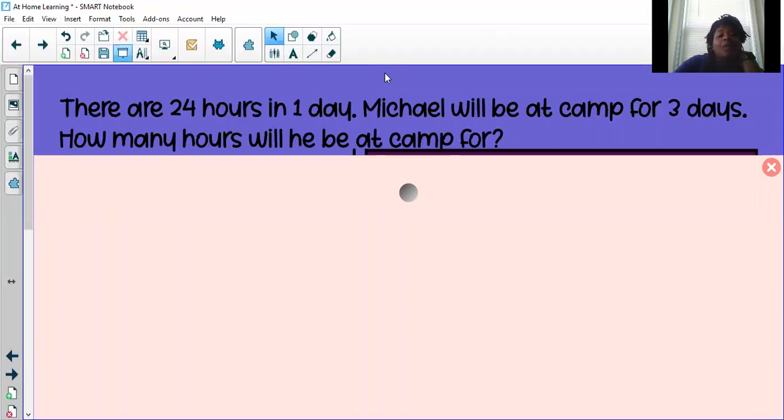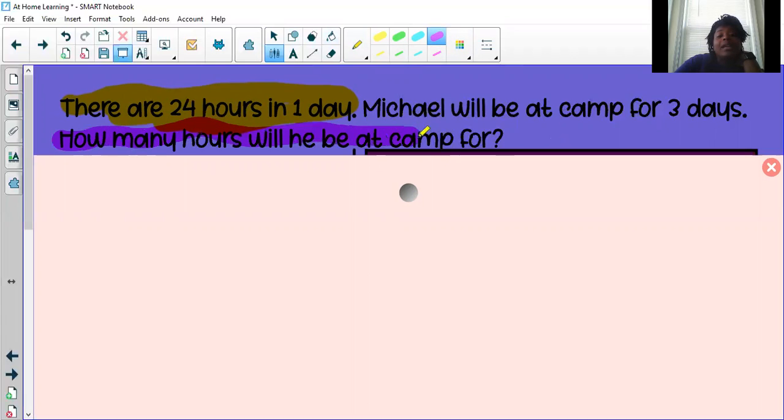So let's highlight what we know. We know that there are 24 hours in a day. That is something that we know. Let's highlight something that we're trying to find. We are trying to find how many hours will he be at camp. We also know that he will be at camp for 3 days. So I'm going to highlight a different color.